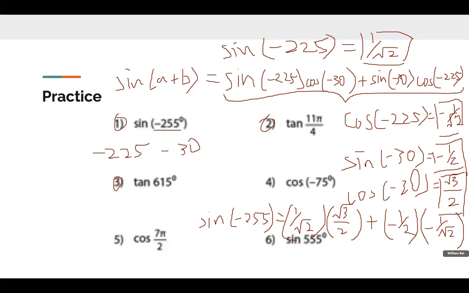So I will assume you guys know how to simplify radicals, so I won't do that here. Instead, the answer to sine of negative 255 is, once you multiply all of those out, you get 1 plus root 3 over 2 root 2. And that should be your answer. It's a bit messy and a lot of work, but in the end, you do get a relatively nice radical.